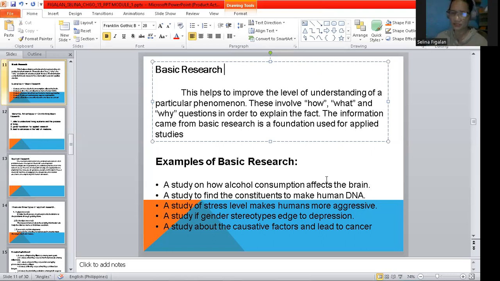What will be the cause? The causative agent. Okay, so like for example, nagkasakit ka ng pneumonia. Ano ba yung cause ng pneumonia? And that is under the basic research kasi you need information, okay, to level up your level of understanding.